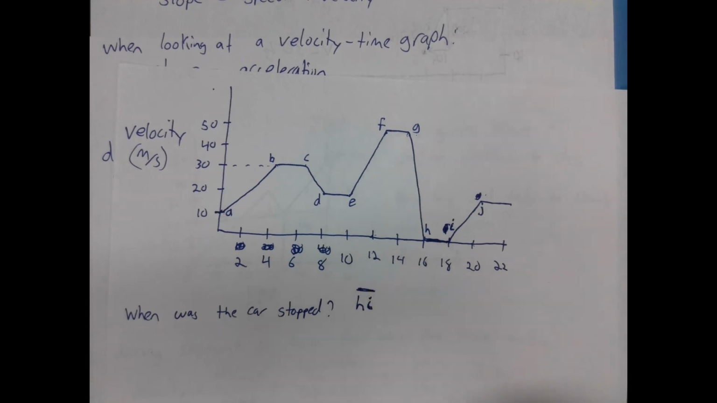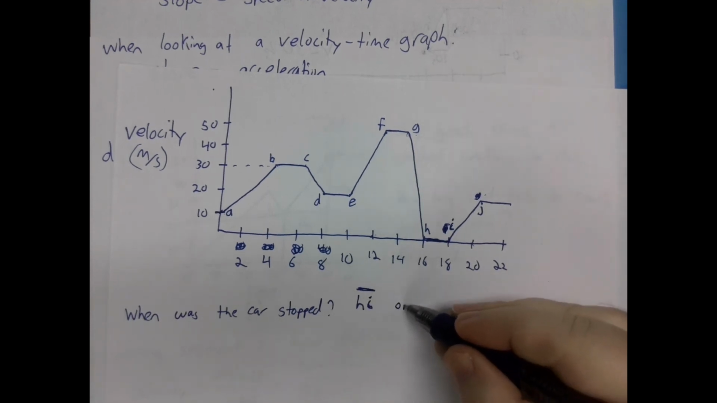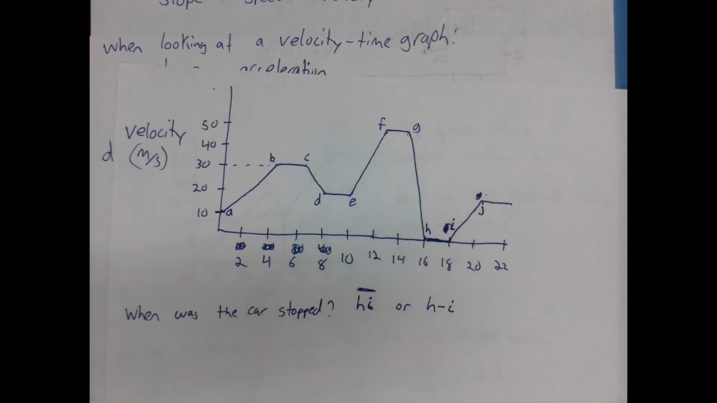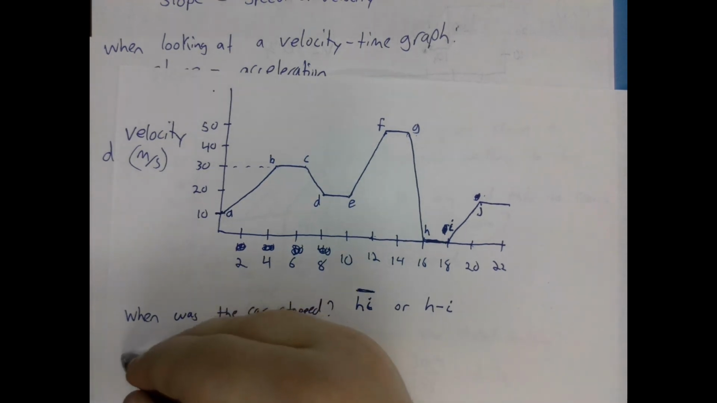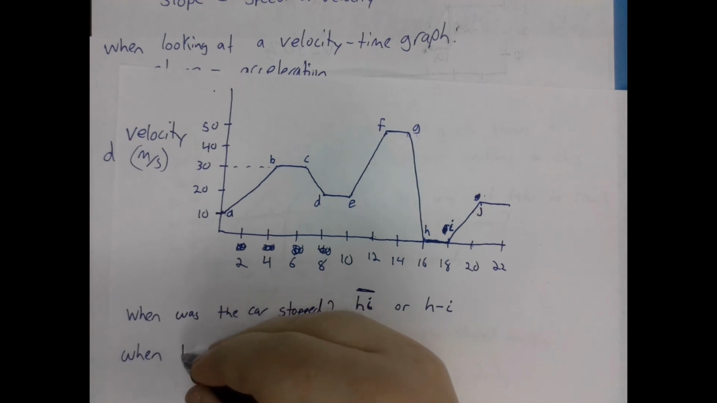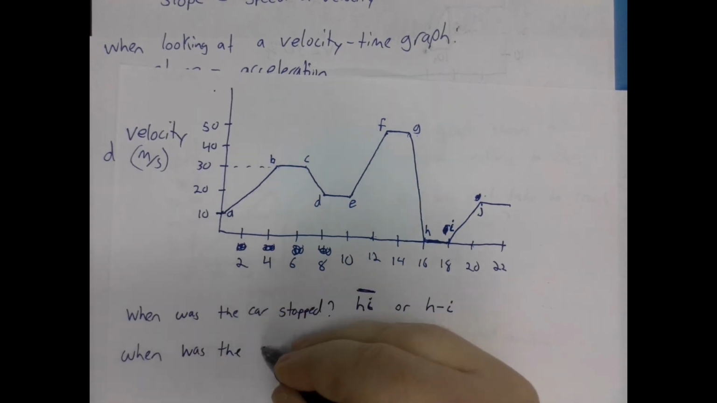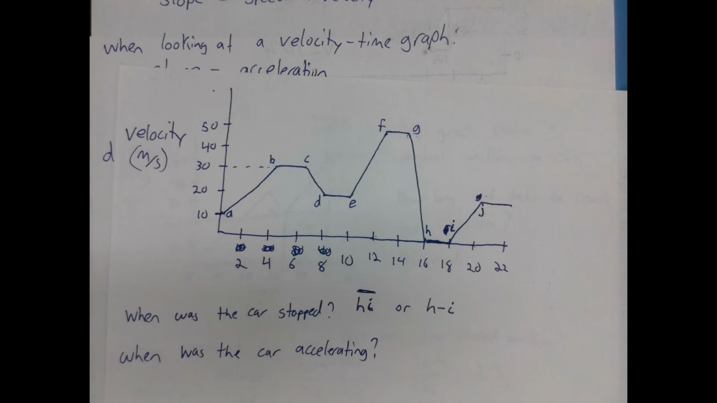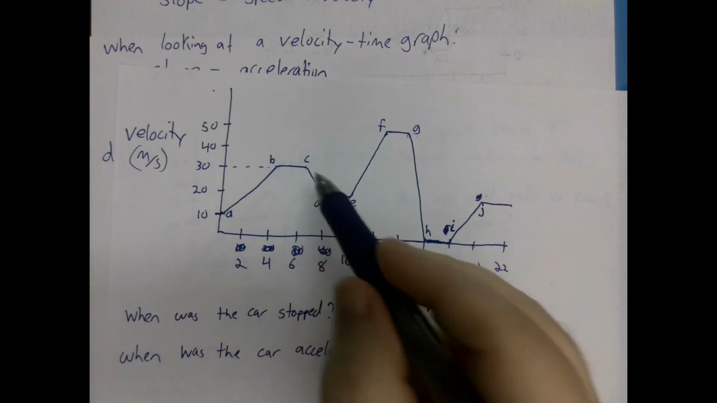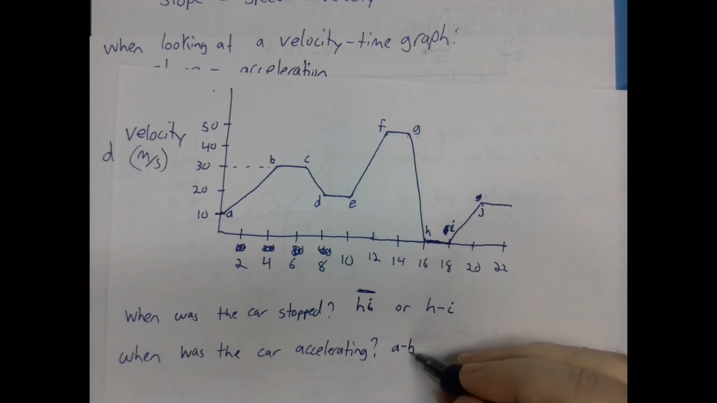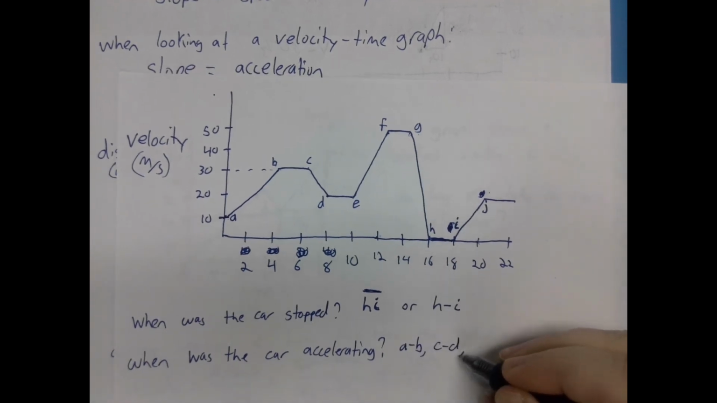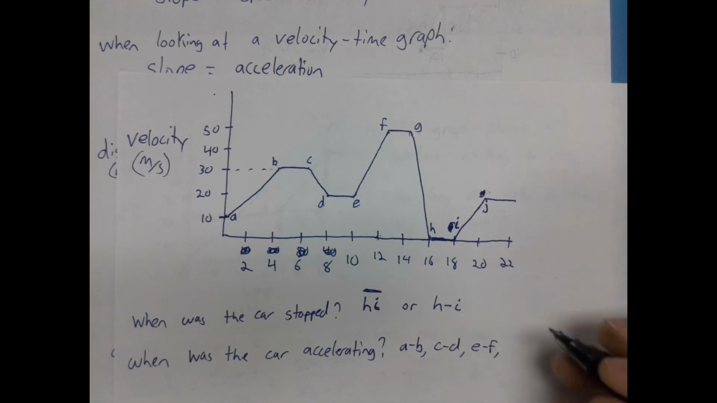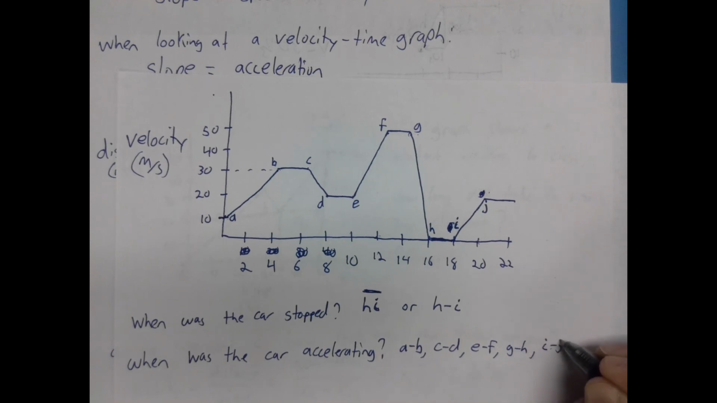That's how you should draw a segment. The two letters will line above it. Or you could do H-I, either one. When was the car accelerating? So anytime the line isn't flat, so A to B, C to D, E to F, G to H, and I to J.